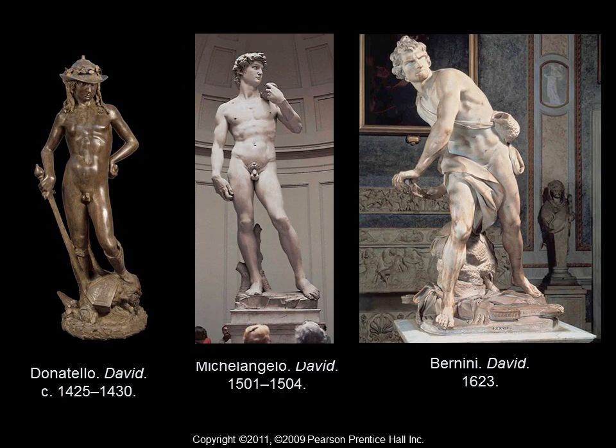We're now going to look at all three of the Davids together. If you notice, Donatello's on the left is the aftermath of the battle, a victorious David. The David by Michelangelo in the center is the contemplative David right before the battle, and Bernini's is right in mid-swing. Three completely different representations of the same subject.